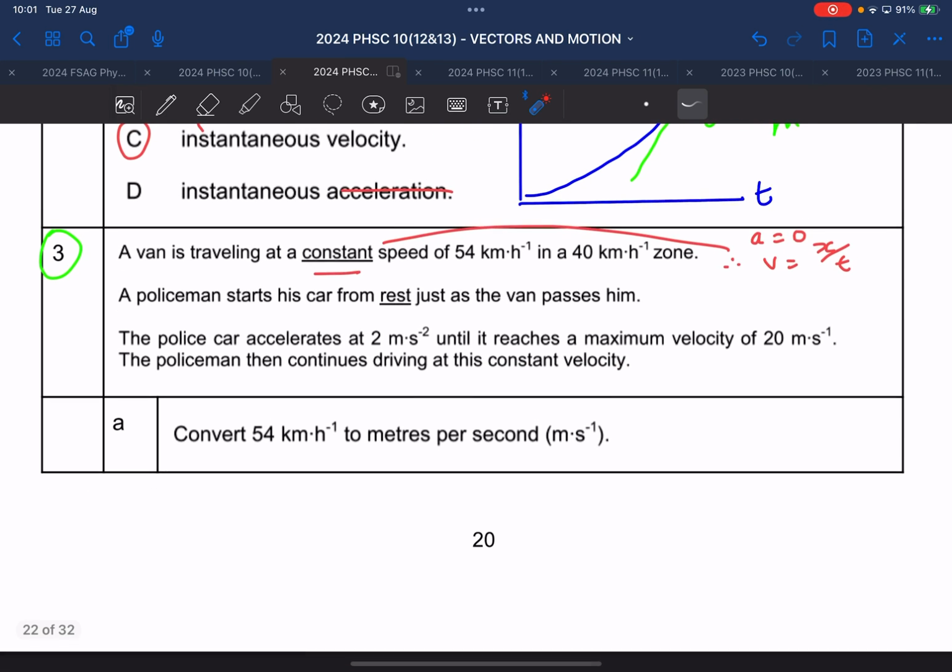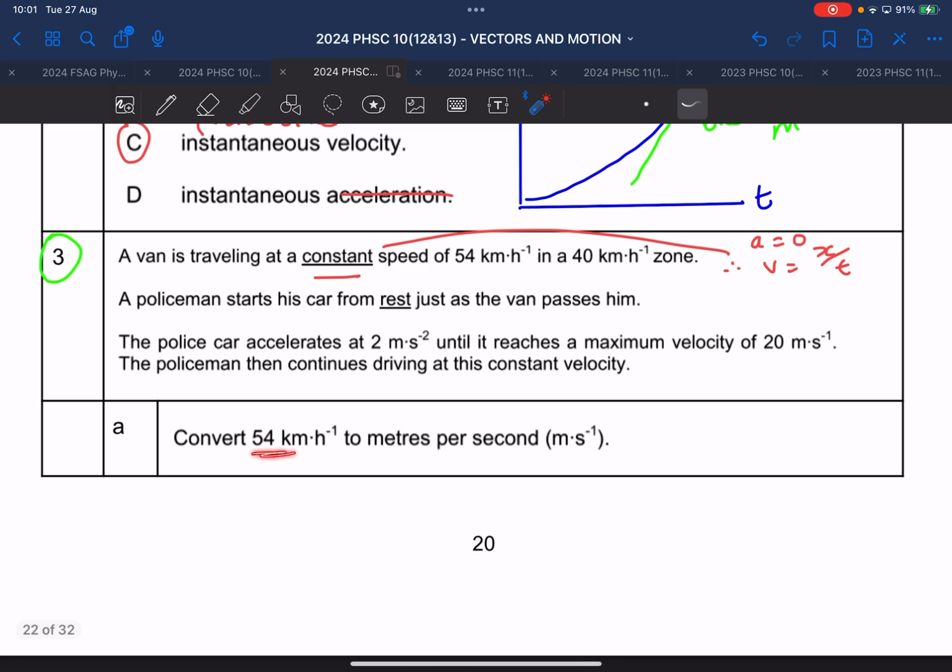Now they ask, convert 54 kilometers per hour to meters per second. Carabello, let's start with you. What did you do? And you got? Say again? 15 meters per second. Okay.